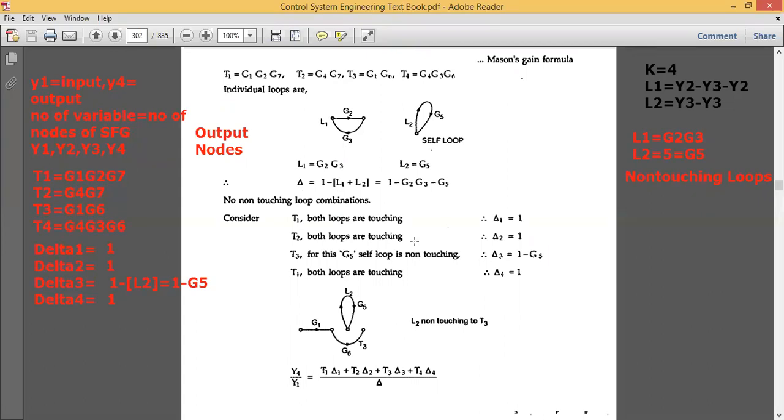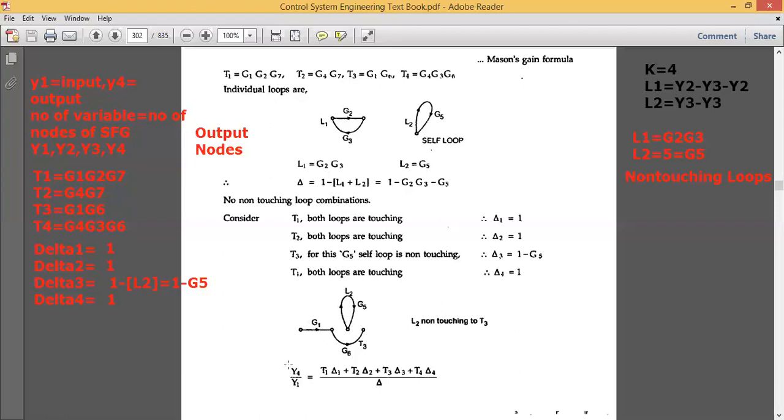But to find the transfer function, you should have the value of delta. One more observation in this problem is we don't have any two non-touching loops. We have only touching loops. So that is the reason we will not go for finding the value of two non-touching loops, or the three non-touching loops. So we can end up with a simple formula of delta. The delta is equal to 1 minus L1 plus L2. Take the value of these two. So the value of delta is how much now? It is 1 minus, what is L1? G2, G3, minus, what is L2? It is G5. So this is my value of delta.